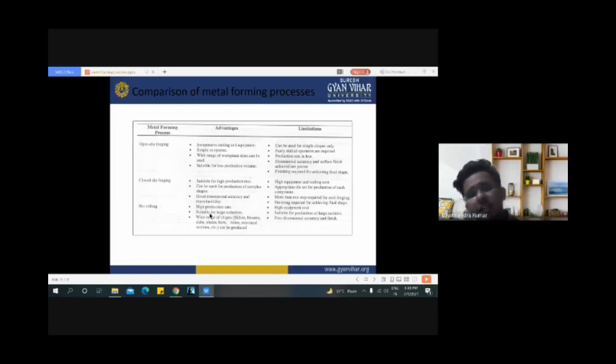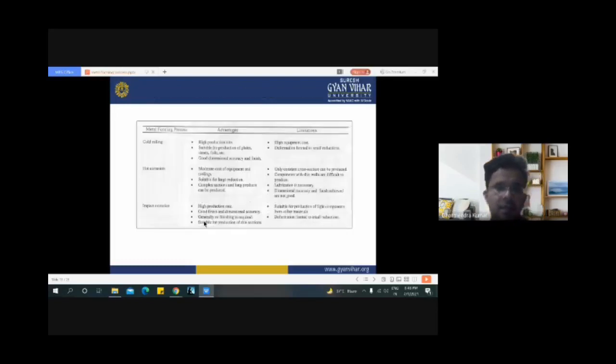Here are the advantages and limitations of hot rolling. We have seen these in the previous chapter. We have also seen in the previous chapter the various advantages and limitations of cold rolling. These are the advantages of the hot extrusion process: moderate cost of equipment and tooling, suitable for large reduction and complex sections, and long products can be produced.